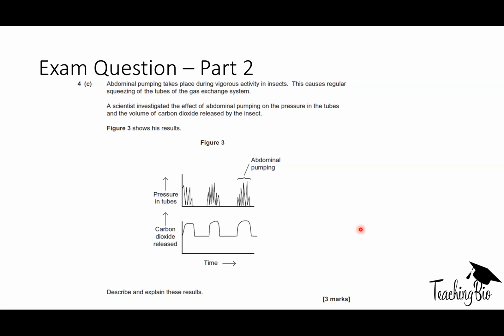Okay, so this question talks a bit more about abdominal pumping. The question states that abdominal pumping takes place during vigorous activity in insects. This causes regular squeezing of the tubes of the gas exchange system. So these tubes are referred to as the tracheoles. A scientist investigated the effect of abdominal pumping on the pressure of the tubes and the volume of carbon dioxide released by the insect. And as you can see, as the carbon dioxide release increases, the pressure decreases, then increases, decreases, then increases, and that's related to the abdominal pumping. Okay, so you have to describe and explain these results.